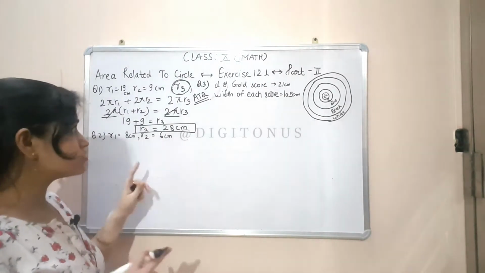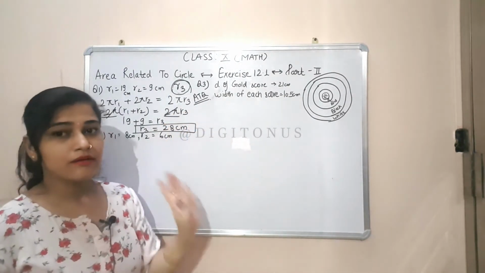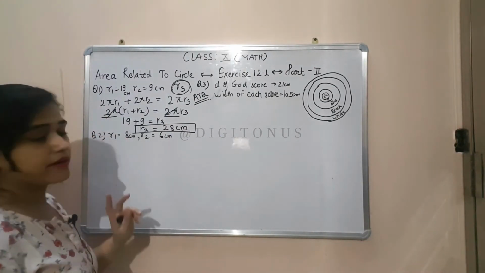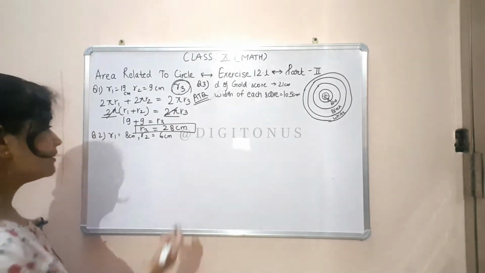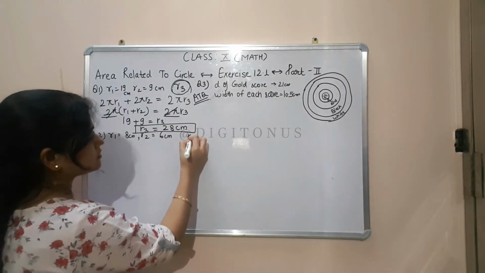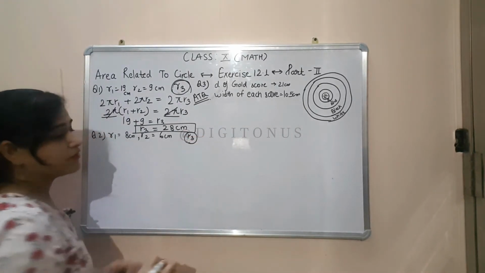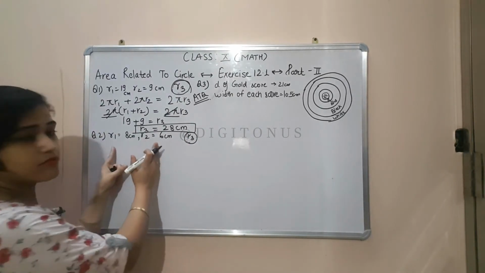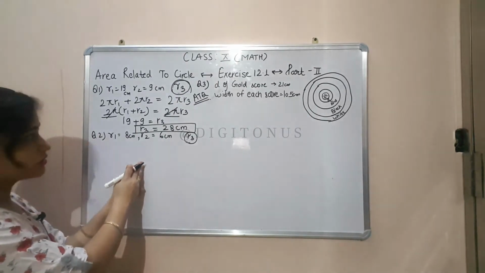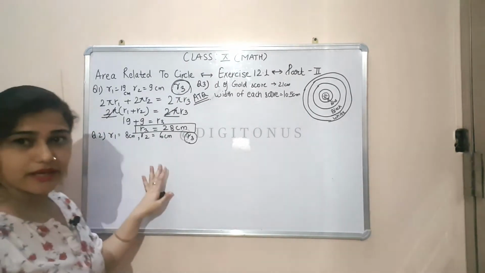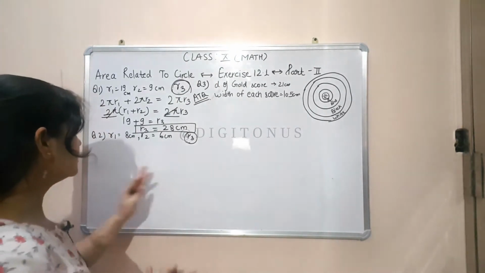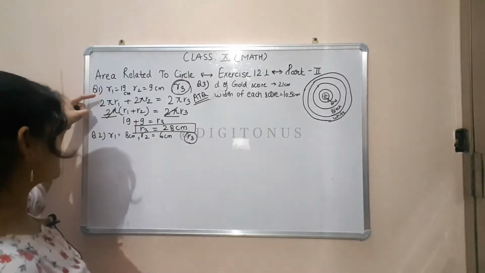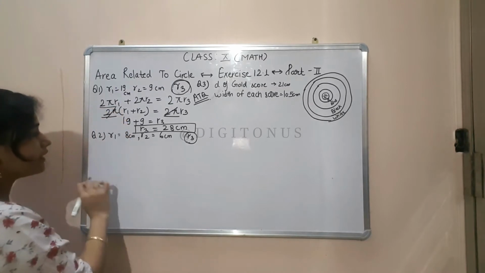The next question is the same as the first question, but the difference is that in place of circumference they are saying area: find the radius of the circle whose area is equal to the sum of the areas of these two circles. So in place of circumference, what do we apply here? The area formula. Both questions are the same, only the difference is circumference and area.